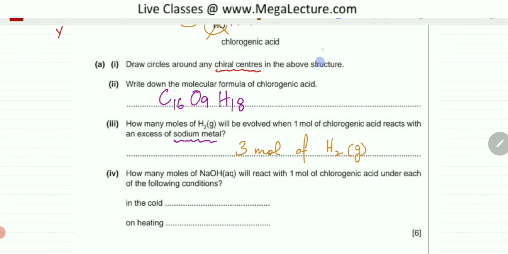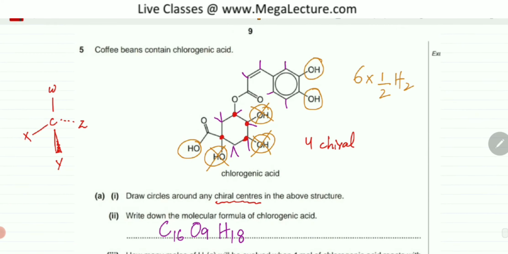So how many moles of NaOH? So it's going to be 3 moles of NaOH because 1 mole would react with this phenol, the other mole of NaOH would react with this phenol, and the third one would react with this phenol.